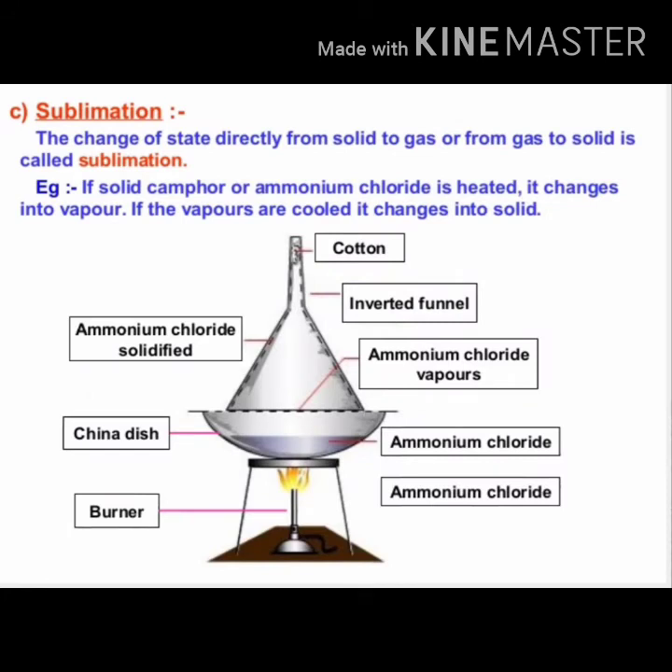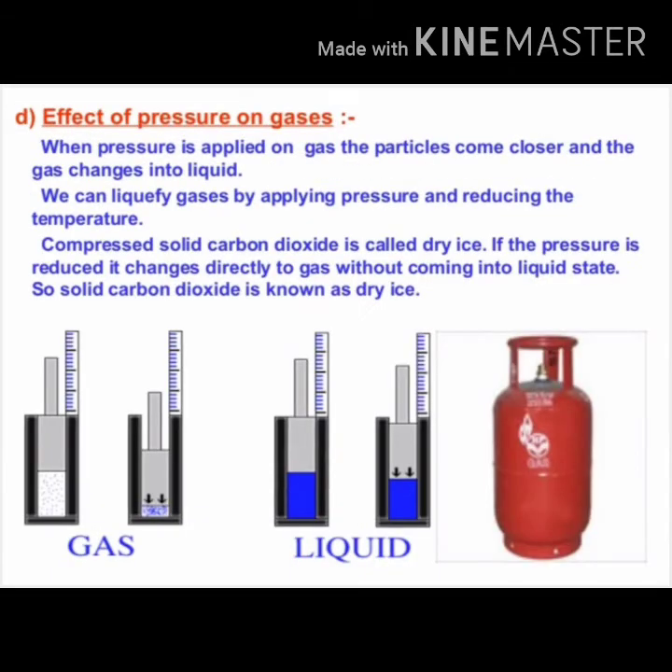Sublimation. The change of state directly from solid to gas or from gas to solid is called sublimation. Example, if solid camphor or ammonium chloride is heated, it changes into vapor. If the vapors are cooled, it changes into solid, as you can see in the diagram.